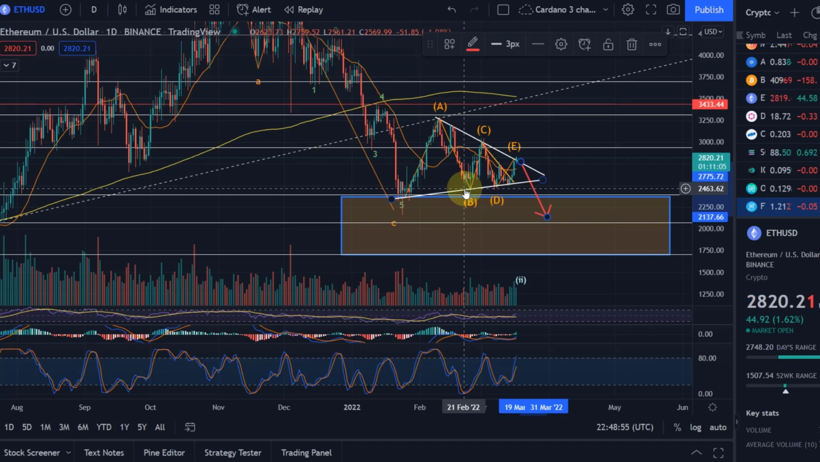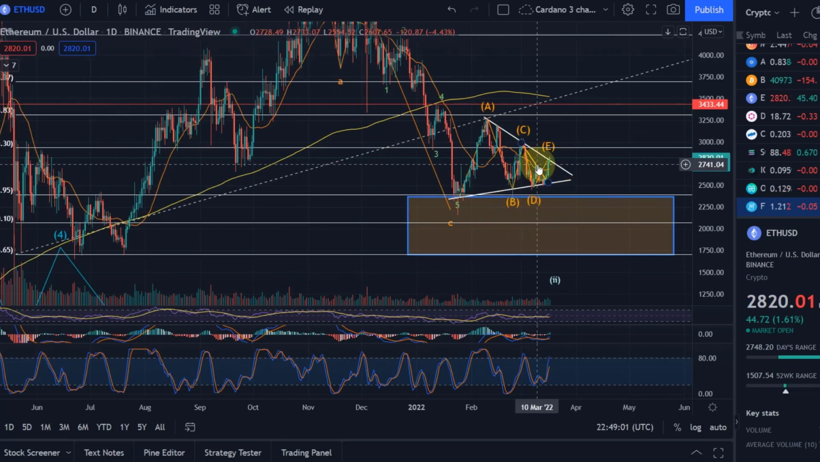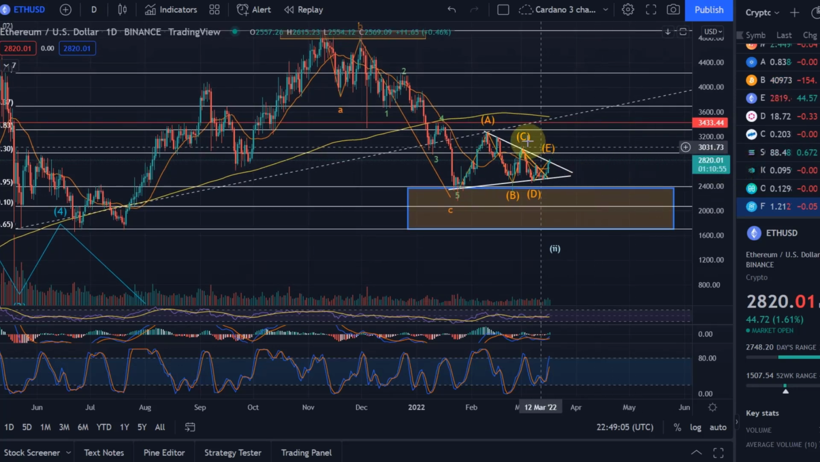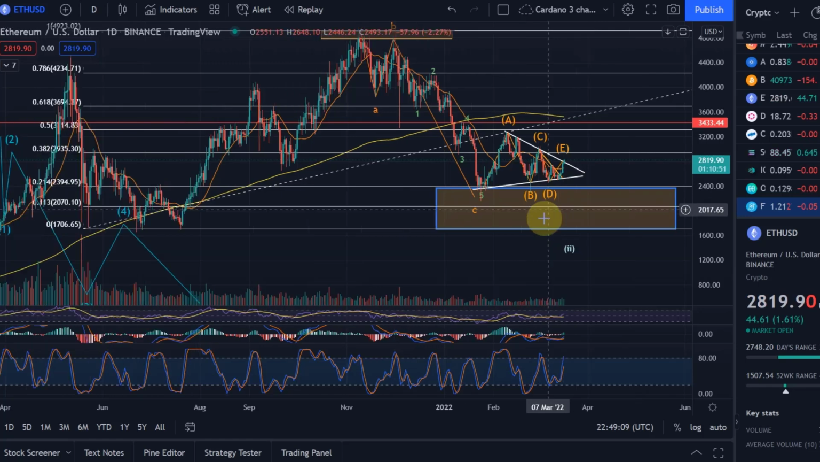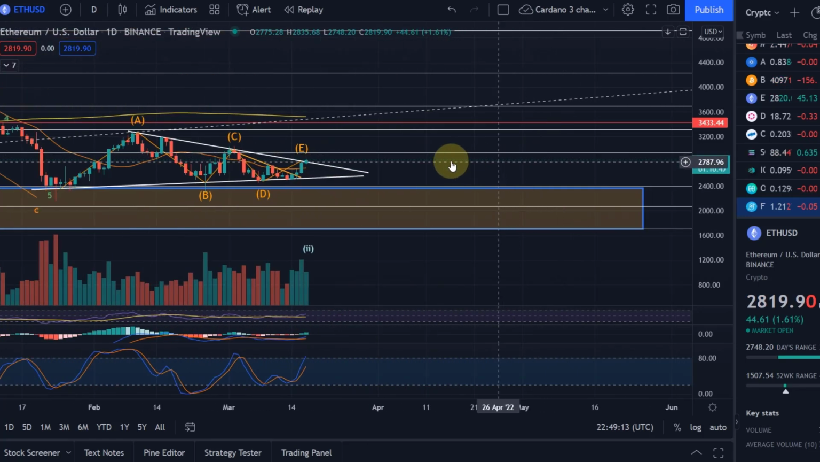That would be then that pattern playing out, and would fulfill my primary expectation that we are coming still once more lower for Ethereum. That is still my primary expectation. Ideal range for me would be around here, 2060, 2070 US dollars. That's the 88.7% Fibonacci level.